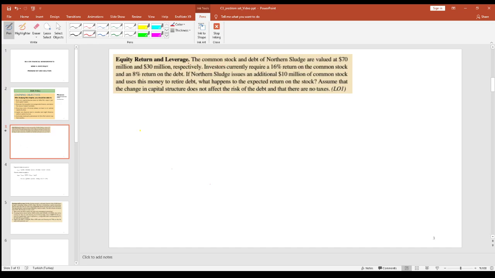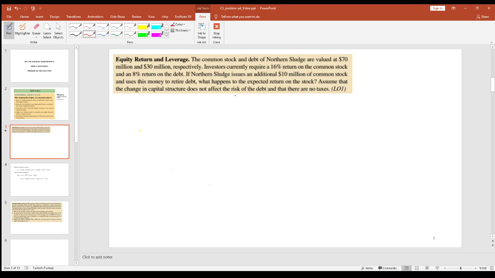Here we have a case. The common stock and debt of Norton Sludge company are valued at 70 million and 30 million respectively. Investors currently require a 16% return on common stock and 8% return on debt. If Norton Sludge issues an additional 10 million of common stock and uses this money to retire debt, what happens to the expected return on stock? Assume that the change in capital structure does not affect the risk of the debt and there are no taxes.